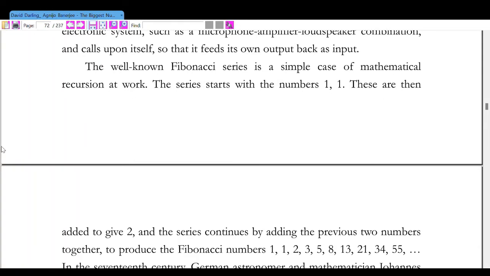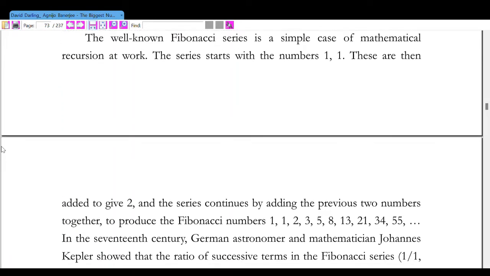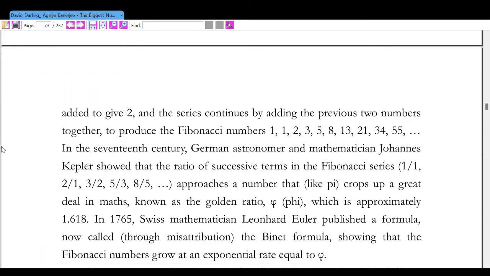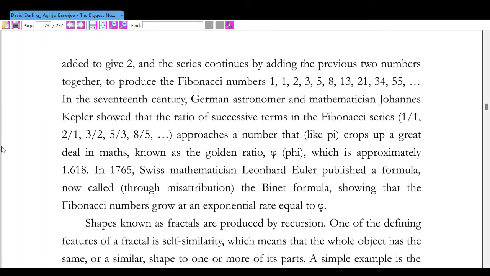The well-known Fibonacci series is a simple case of mathematical recursion at work. The series starts with the numbers 1, 1. These are then added to give 2, and the series continues by adding the previous two numbers together to produce the Fibonacci numbers 1, 1, 2, 3, 5, 8, 13, 21, 34, 55.